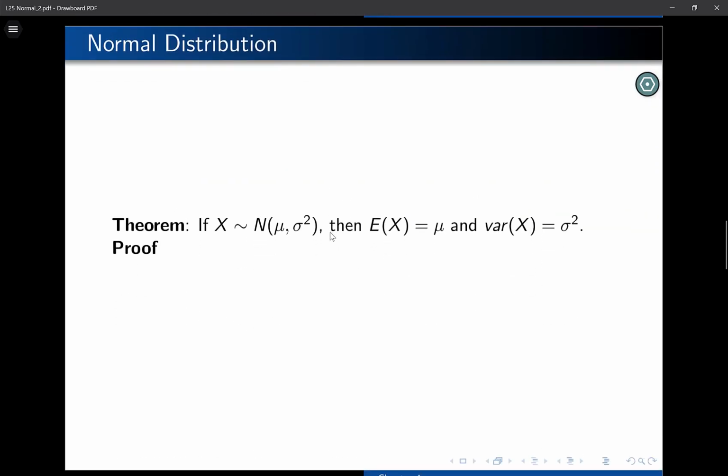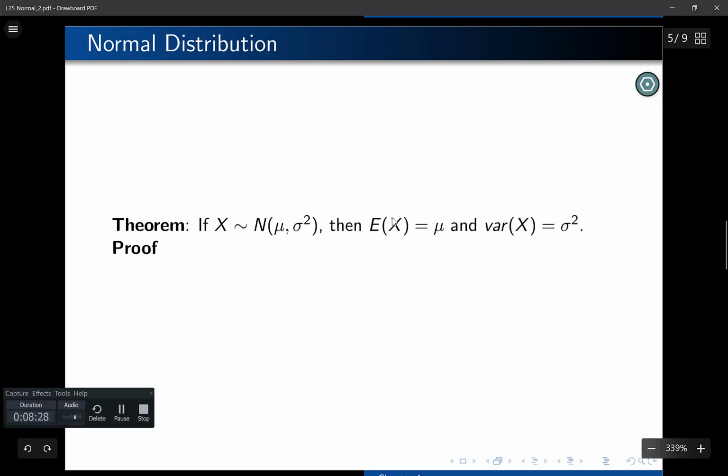Next we look at the mean and variance calculation. If x is normally distributed, then the expected value is the first parameter mu, and the variance is the second parameter sigma square. There is a reason why we denoted the two parameters of the normal by mu and sigma square. We could have called them a, b, or any other letters, but we usually reserve mu for the mean and sigma for the standard deviation, because the first one happens to be the mean and the second one happens to be the variance.